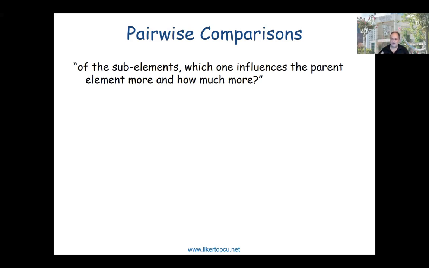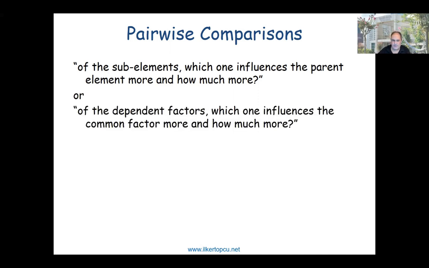Instead of levels, we have clusters. So each time, a sub-element can be a parent element at the next question. And therefore, after finding the influence matrix, I will show you on an example, we ask of the sub-elements which one affects, which one influences, which one impacts the parent element more, and how much more on a 1 to 9 fundamental scale.